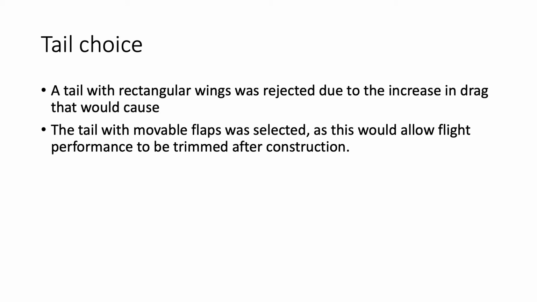A tail with rectangular wings was rejected due to the increased drag that rectangular wings would cause, and the tail with movable flaps was selected over the one with static flaps, as this would allow flight performance to be trained after construction. Flaps were attached with a small bit of tape that would allow the flaps to be moved but let them hold their position. After a final position was determined experimentally, they were wood glued into place.